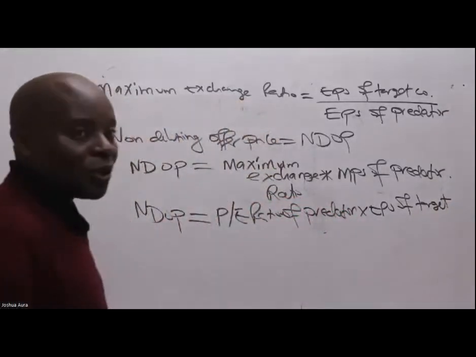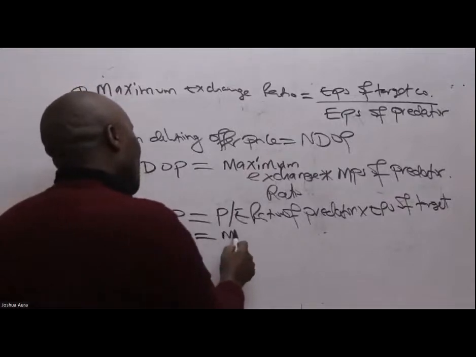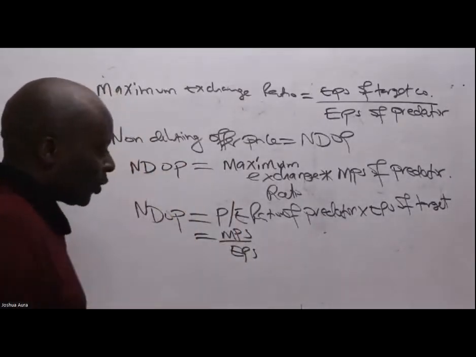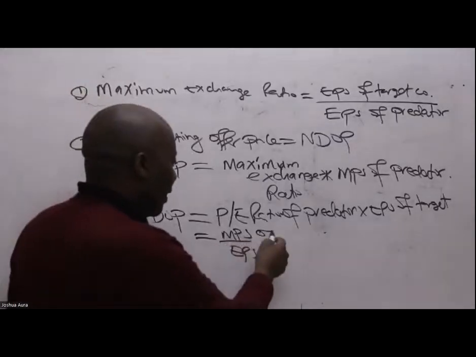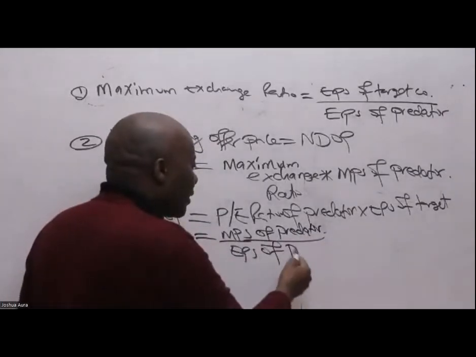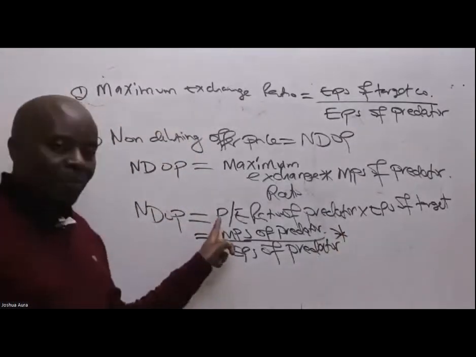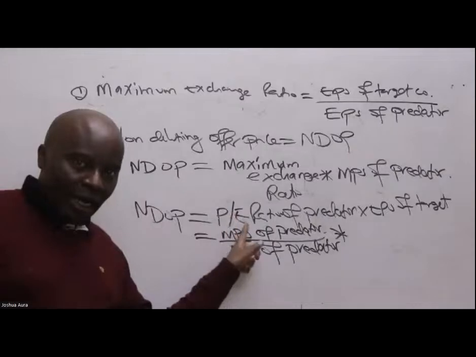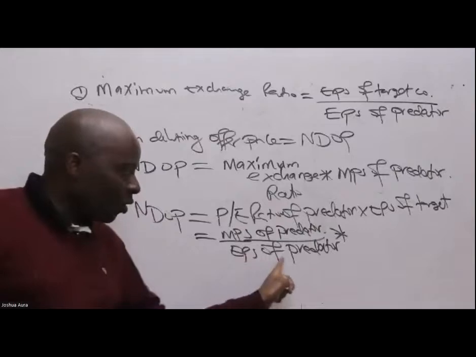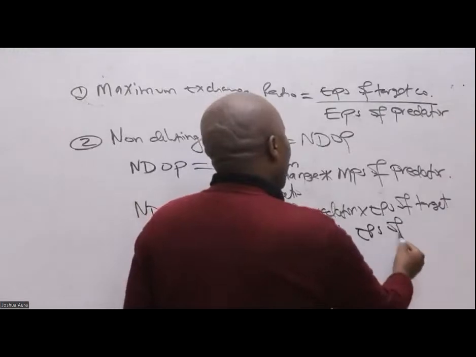What Mr. George is telling us is that this PE ratio, of course, he knows the formula. It is MPS all over EPS. So it is MPS of predator all over EPS of predator. Price earnings ratio. So it's price of the predator, earnings of the predator, times EPS of the target company.